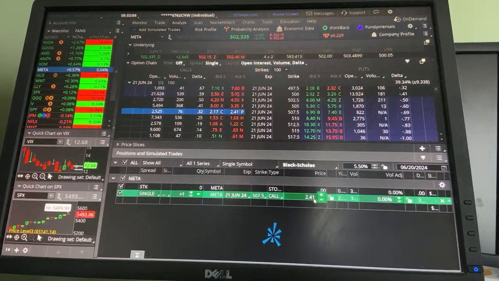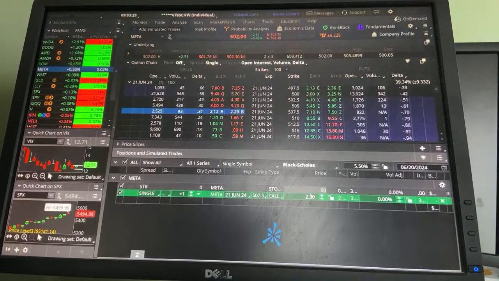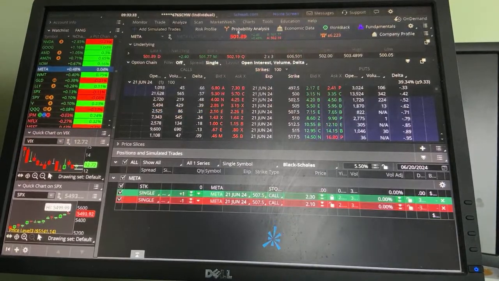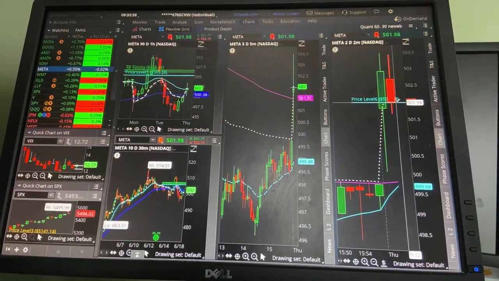Google is interesting because it's not the greatest in terms of higher time frame setup, but off the open, it's pretty decent. So I'm going to check that. All right, so I'm going to pull the trigger here on Meta long call. I just got filled here on thinkorswim at 2.30. That's the price that I got in. Spread a little wide on this. I just got filled here.